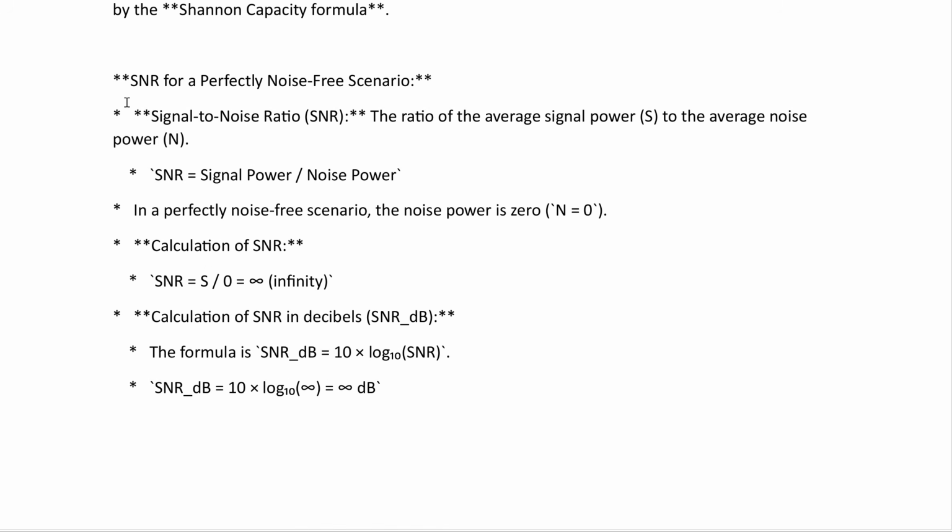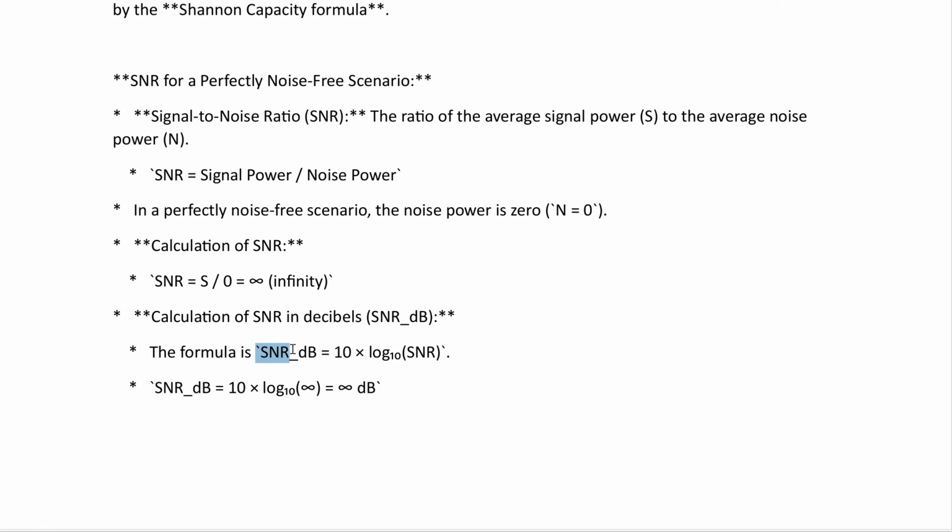Now, SNR means signal-to-noise ratio for a perfectly noise-free scenario. In a perfect noise-free scenario, signal to noise ratio is the ratio of the average signal power to the average noise power. Because there is no noise in the noise-free scenario, noise is zero. So that's why signal to noise ratio is infinity, which is never practical. SNR is infinity.